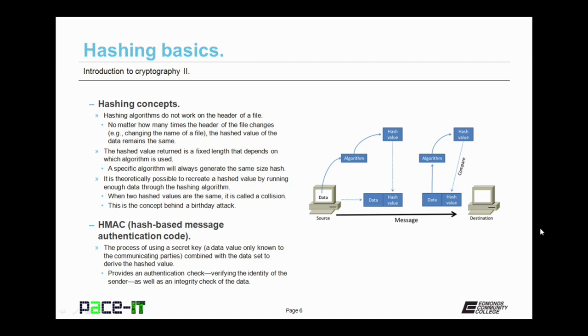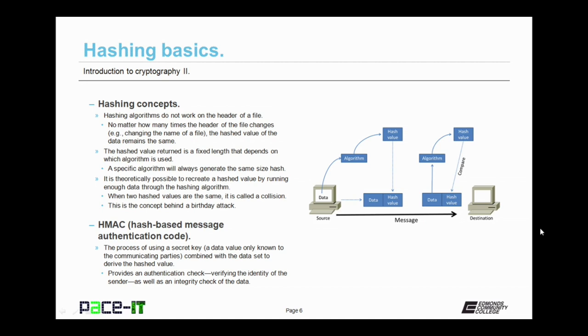It is theoretically possible to recreate a hashed value by running enough data through the hashing algorithm. That's the infinite monkeys and Shakespeare concept. When two hashed values are the same, it is called a collision, and that actually signifies that the hashing algorithm is broken. The collision concept is the idea behind a birthday type attack.